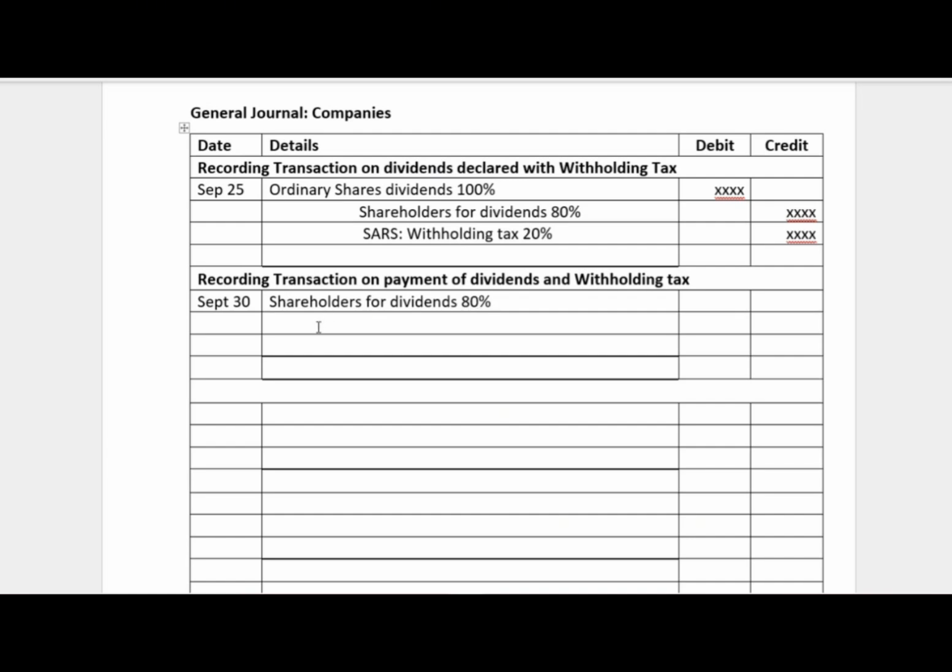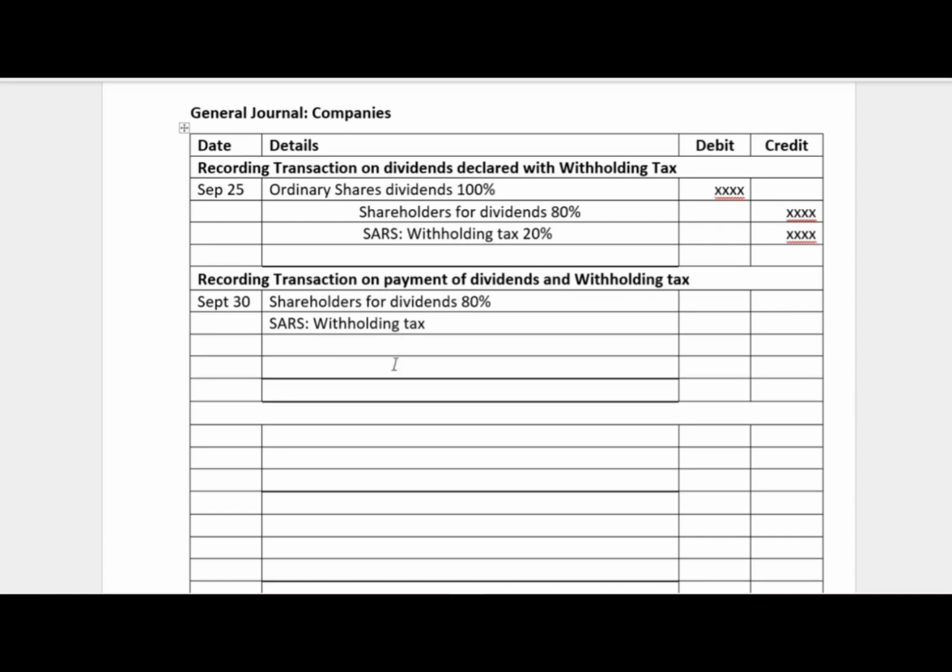right? And then you also are going to debit SARS withholding tax, all right? And then because you are making a payment, you are going to credit the bank. And then remember, your withholding tax is 20%, and then the bank is the whole amount, which is going to be 100% of that amount.